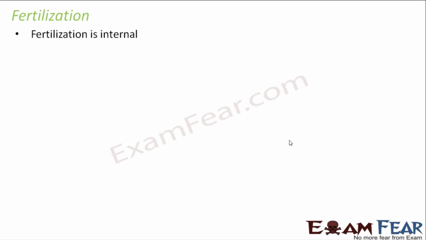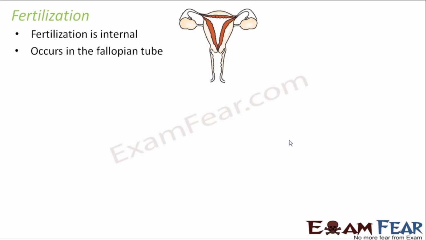So let us now talk about fertilization. Fertilization is an internal process. Fertilization is nothing but the process of fusion between the male sex cell and the female sex cell. That is, in case of human beings, it is the fusion between the sperm and the ovum. So it is an internal process because everything happens internally, and this process takes place inside the body of the female. So where exactly inside the body of the female? It occurs in the fallopian tube.